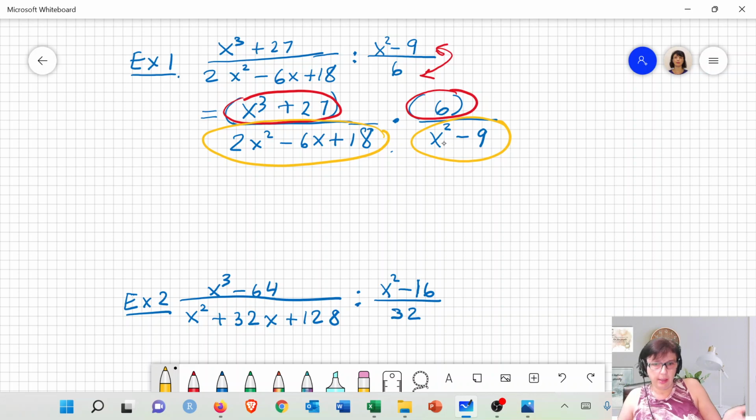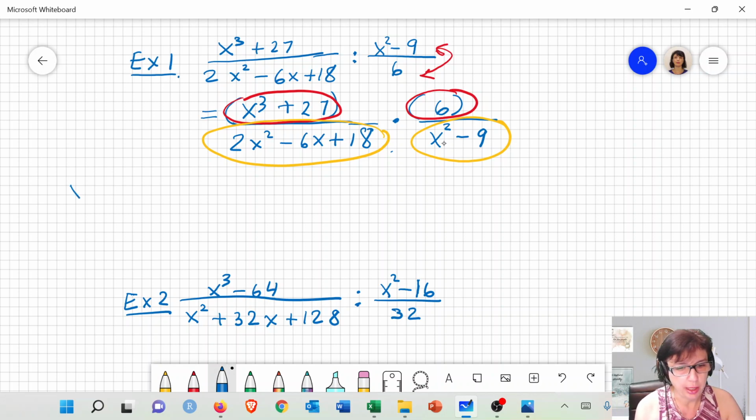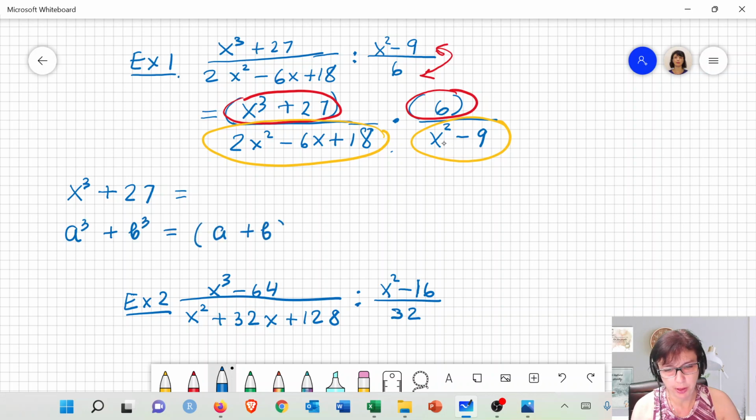So the whole idea here is to go ahead and just cancel everything that can be canceled. Now, the hard part is to factor out some of these things. So let's just go slowly and let's first take x cubed plus 27 and see how to factor that. Okay, so this is really a sum of cubes pattern. Let me write the formula. So this is going to be a cubed plus b cubed is a plus b, then you have a squared minus ab plus b squared.